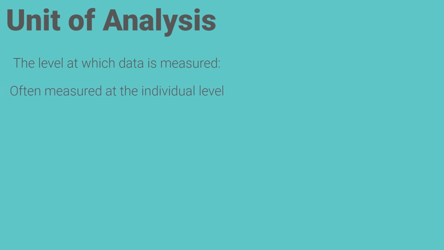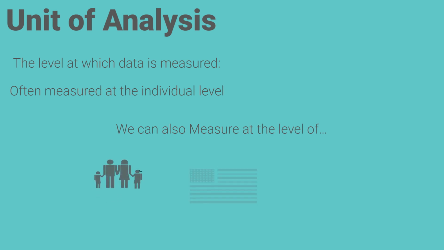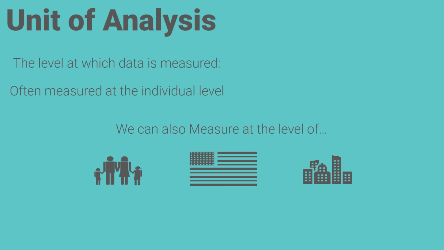The second type of measurement problem that I'll discuss is referred to by Joel Best as unit of analysis. This refers to the level at which data is measured. We often measure data at the individual level. This means that the values represent data from one person. However, this is not always the case. We can also measure data at other units such as families, countries, states, cities, corporations, school districts, etc.